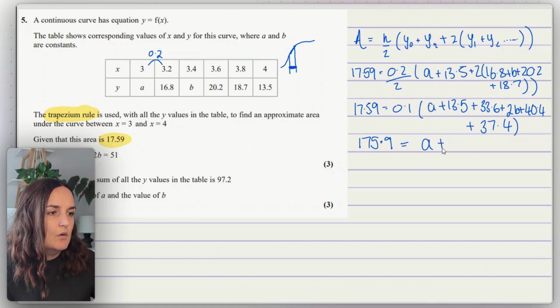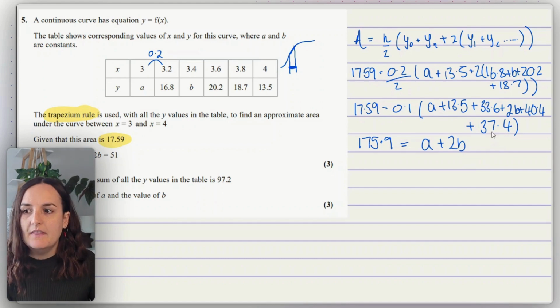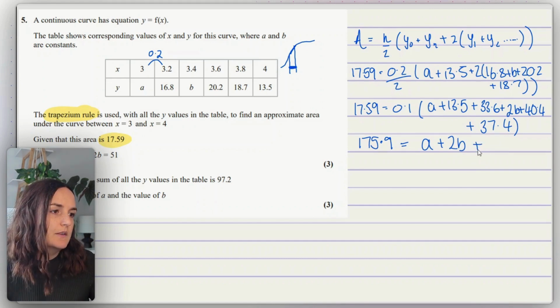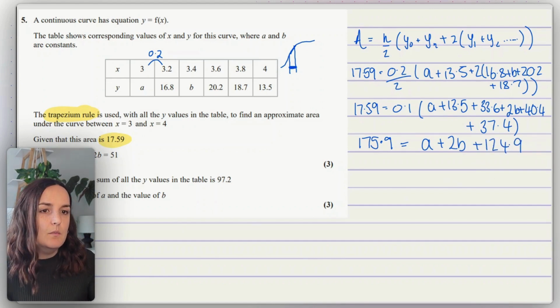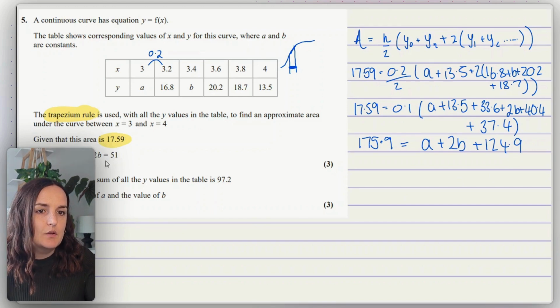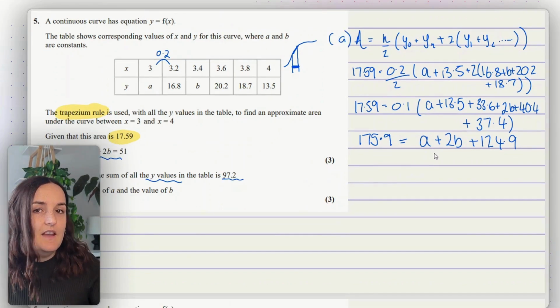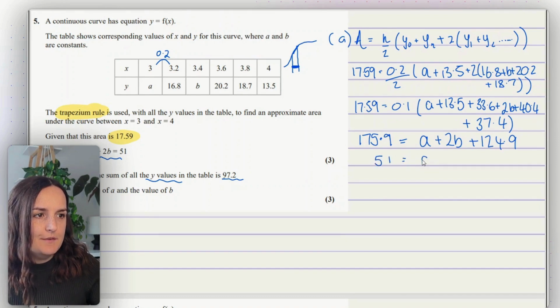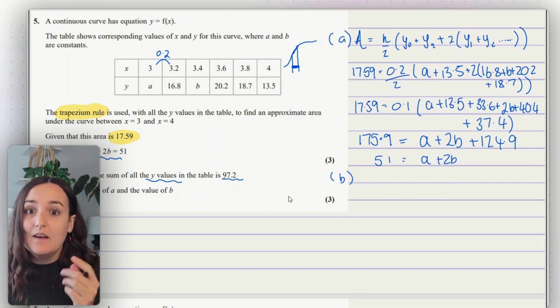Now we can see we've got already a plus 2b. So I've taken that a, I've got the plus 2b, and then I can just add together all the other values. And that comes out as 124.9. So we've got that. So we've almost got what we need, but we just want a plus 2b to be together on one side. And then we just need to minus 124.9, and we get what we wanted, which is 51 equals a plus 2b. Now, let's have a look at part B.